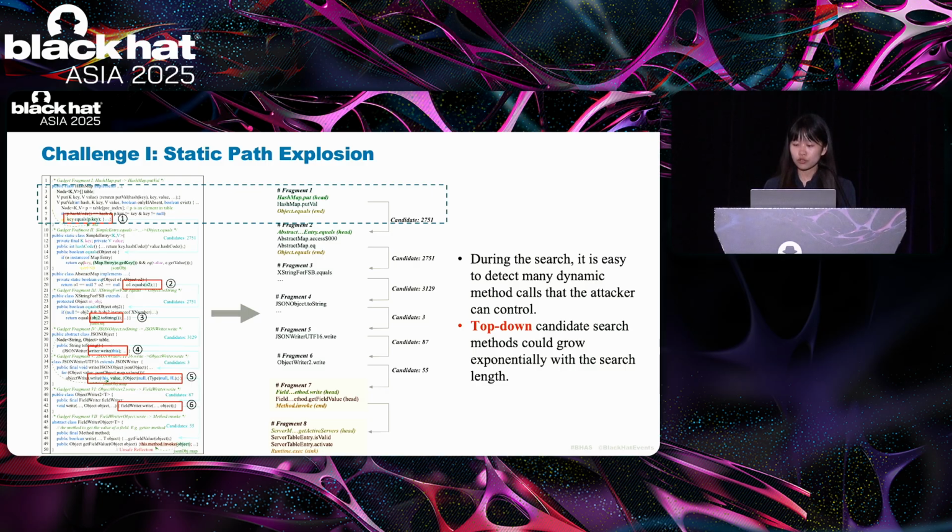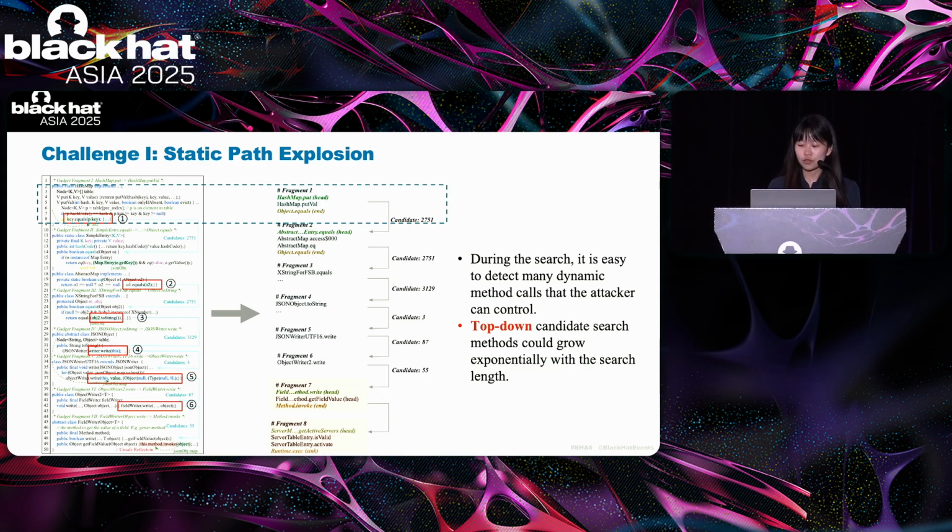However, it's very difficult to detect such real-world gadget chains in a limited time due to the static path explosion. Just as shown in this picture, it's easy to encounter many dynamic invocations during the search, and these dynamic invocations can have many implementations that the attacker can control. For example, in this application, the toString method of Object can have 3,129 implementations.